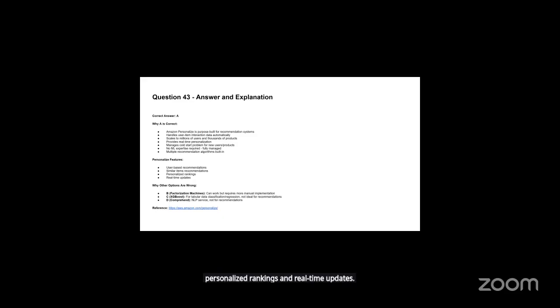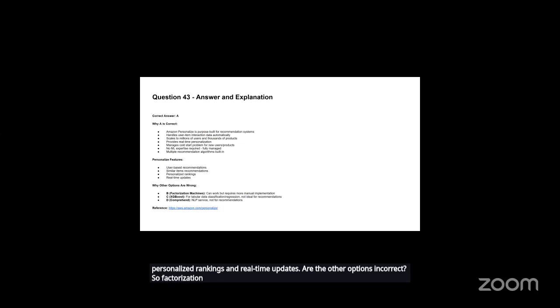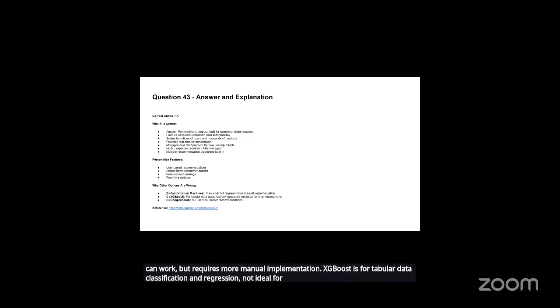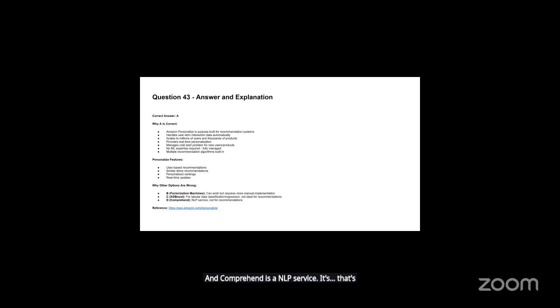Why are the other options incorrect? Factorization machines can work, but require more manual implementation. XGBoost is for tabular data classification and regression, not ideal for recommendations. And Comprehend is an NLP service. That's not for recommendations.